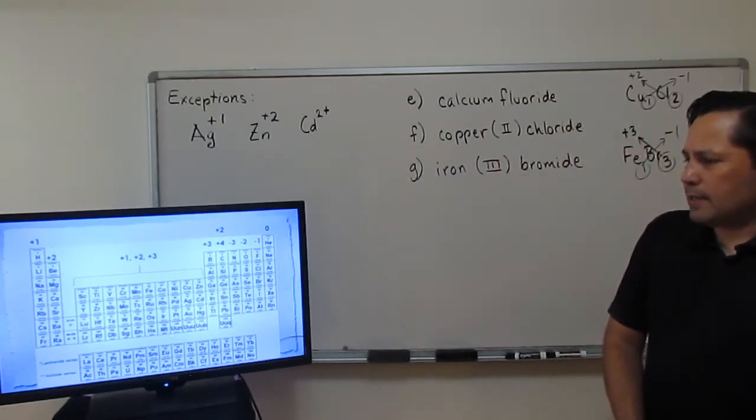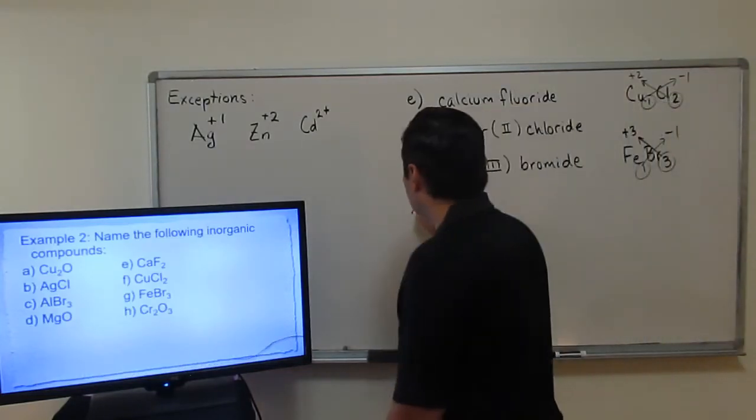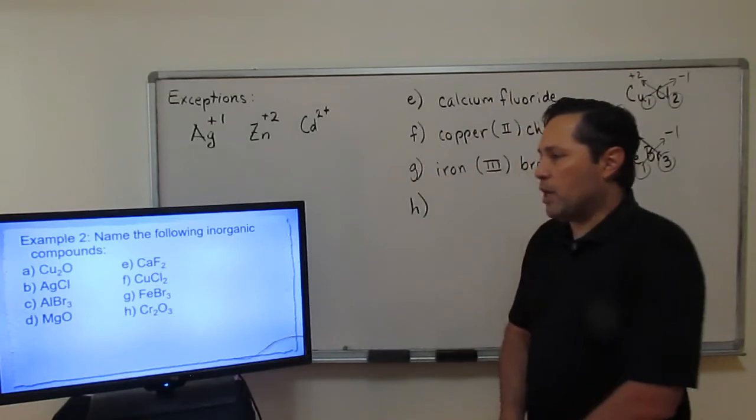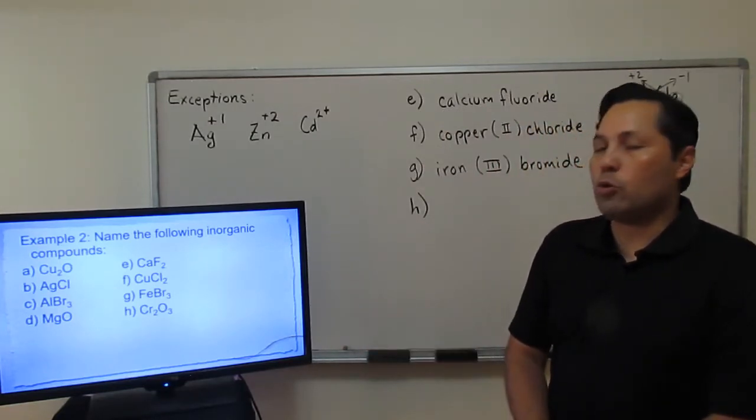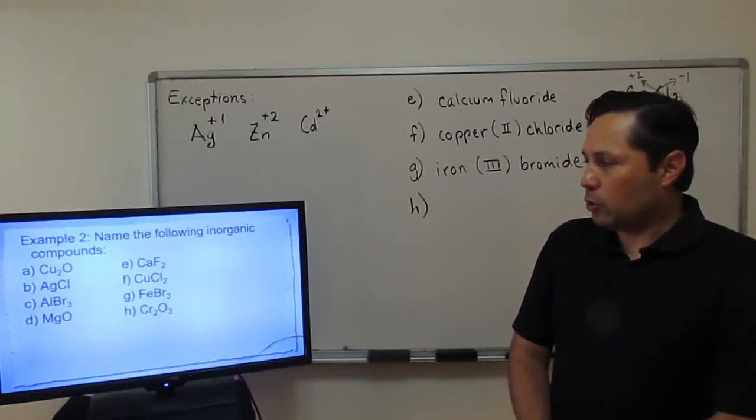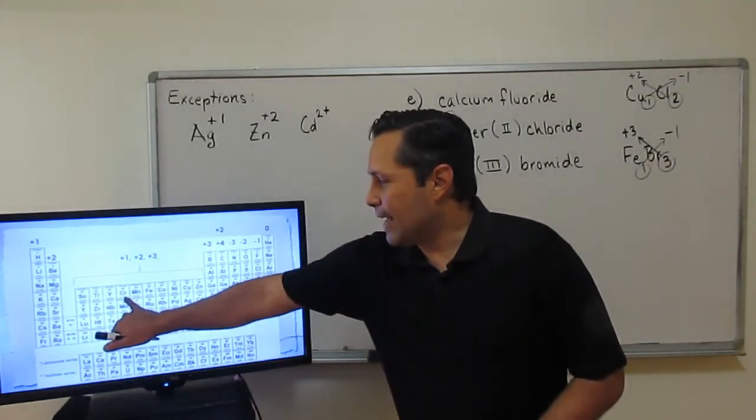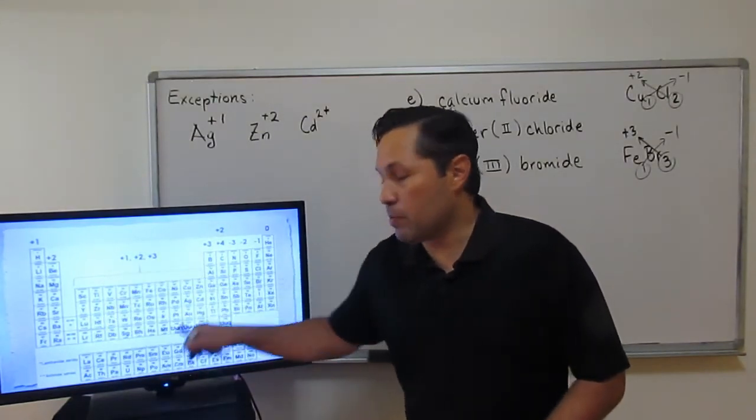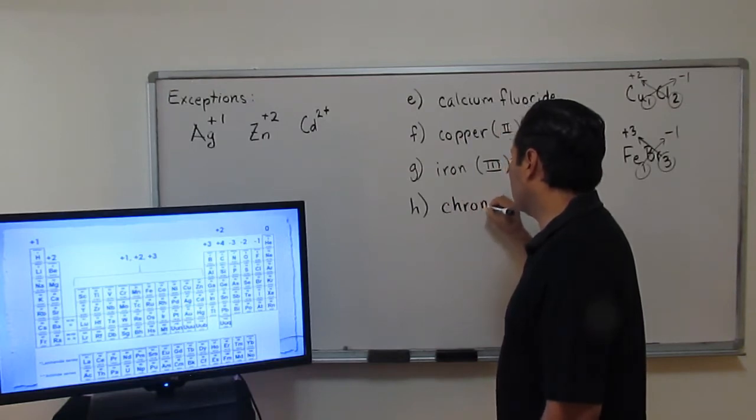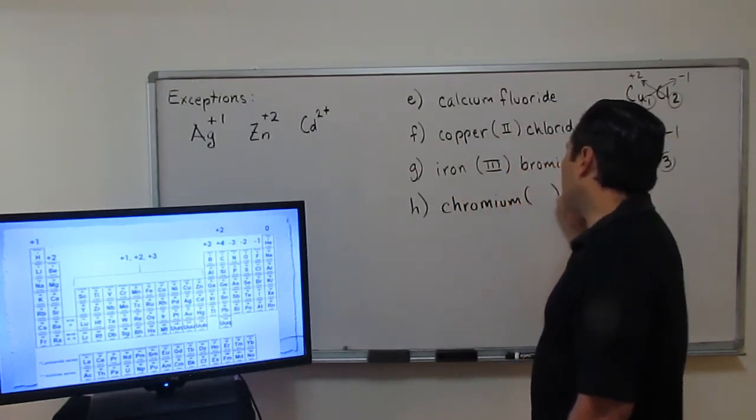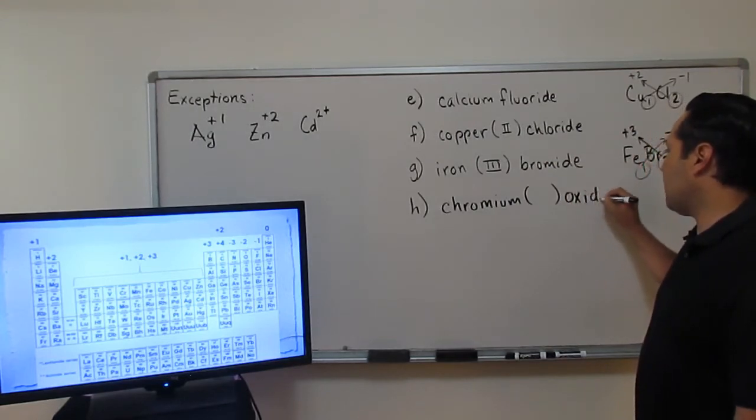Alright, and let's move along to H. Problem H, we have CrO2. I'm sorry, Cr2O3. Alright, so we look for it in the periodic table. And there's Cr. It comes from the middle, so it's going to need Roman numerals. That is chromium. Blank parentheses for the Roman numerals. The O is oxygen, which is oxide.